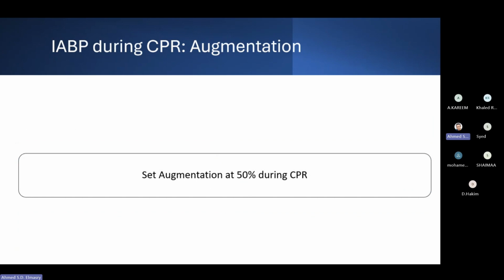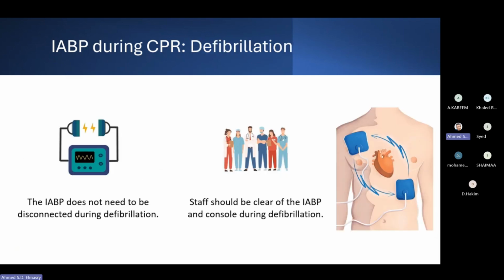And during the cardiac arrest, it has been written in the publication that you should set the augmentation to 50% during the CPR. So during the CPR with an intra-aortic balloon, you should put the augmentation percentage of the intra-aortic balloon down to 50%. And regarding the defibrillation, if your patient has an intra-aortic balloon, you can deliver the defibrillation safely.